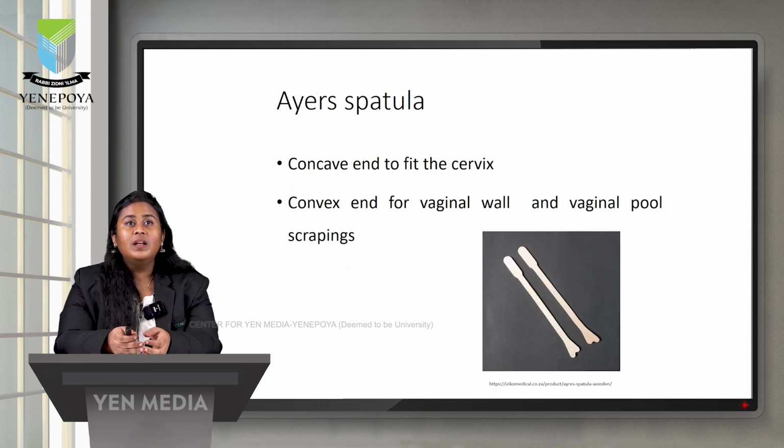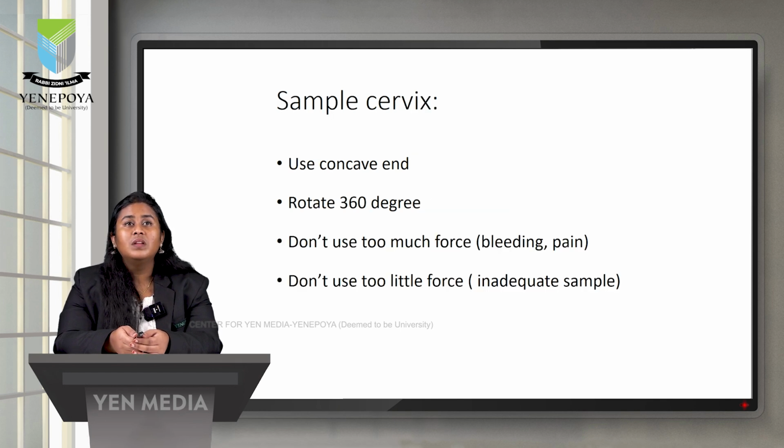It is a wooden stick consisting of a concave end and a convex end. The concave end is to fix the cervix, and the convex end for vaginal wall and vaginal pool scrapings. Then the sample will be collected by using the concave end. It has to be rotated 360 degree, and we should not use too much force because it can lead to bleeding and pain, and too little force should not be applied because it may result in inadequate sample.